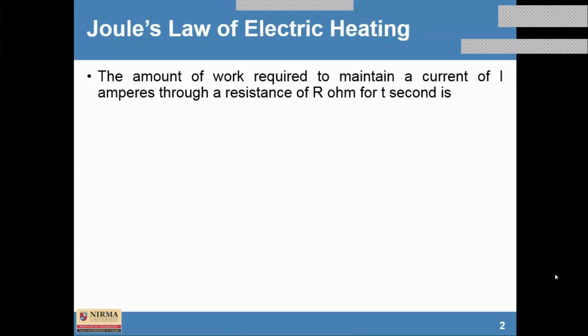So, what is Joule's law of electrical heating? The amount of work required to maintain a current of I ampere through a resistance of R ohm for T seconds is work done, I square RT joules. So this is the law. I square RT is work done. I square R is the total loss with respect to time, and that is nothing but it is in joules, that is I square RT.